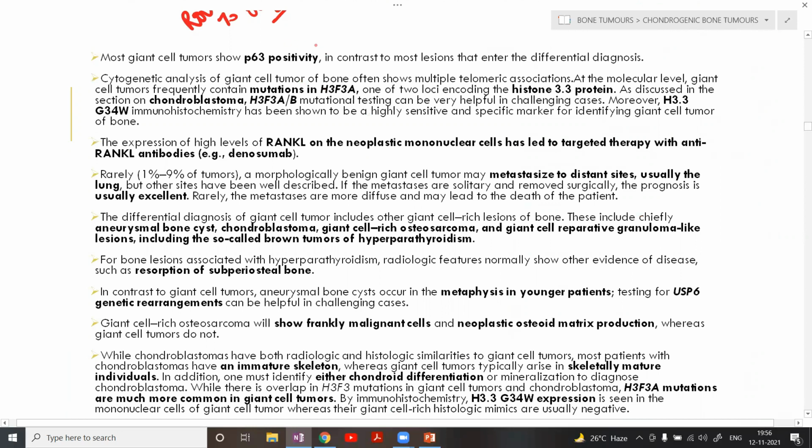So most giant cell tumors show P63 positivity, and whatever tumors come in the differential diagnosis, like ABC, chondroblastoma, giant cell osteosarcoma, giant cell reparative granuloma, or brown tumors, are negative for this, but GCTs are positive for this. But more specific than this is the molecular aspect of GCT. Let us understand the molecular aspect of giant cell tumor.